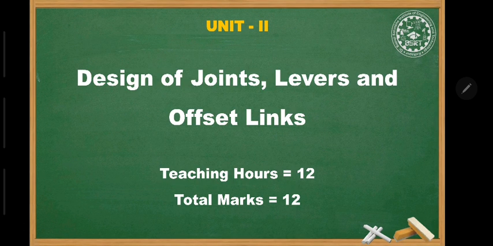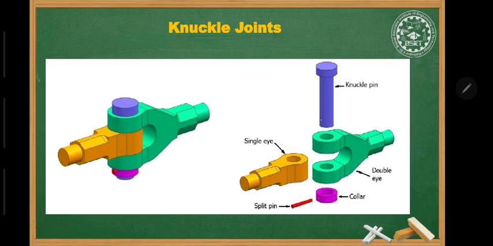In last lecture, we have already started with our second unit, design of joints, levers and offset links, and in this session, we will continue with the same. So in this session, we will be discussing about the knuckle joint, that is our second joint.